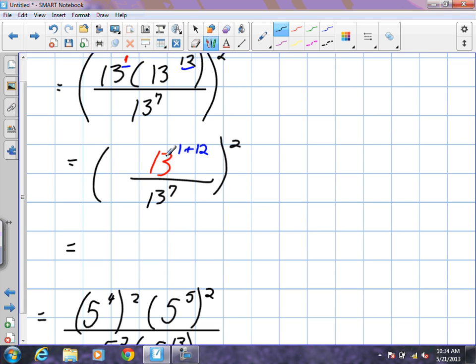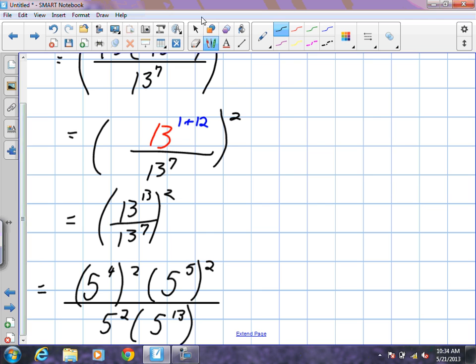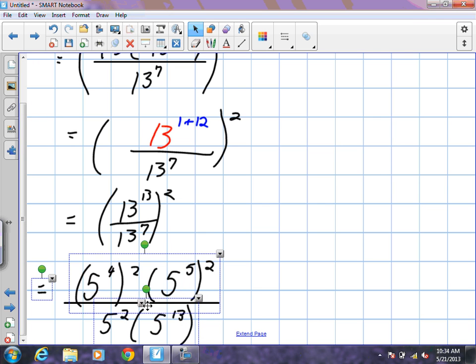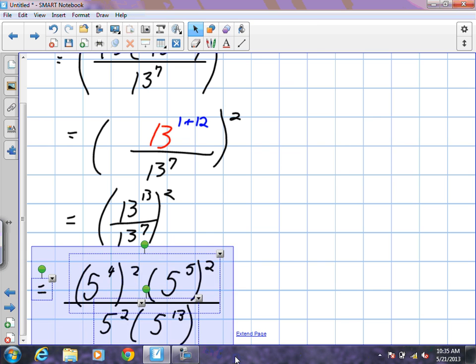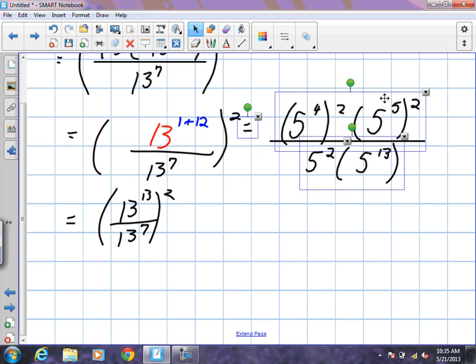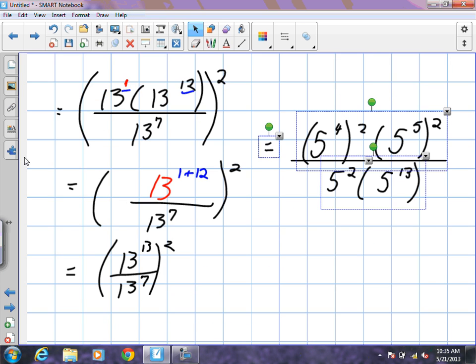1 plus 12, thank you, is 13 to the power of 13, still above 13 to the power of 7 to the power of 2. I'm going to move this stuff down. Or actually, I'll move it to the... We would, but let's deal with what we have first. We can simplify... I'll move this to the left. We'll do it on the left here.